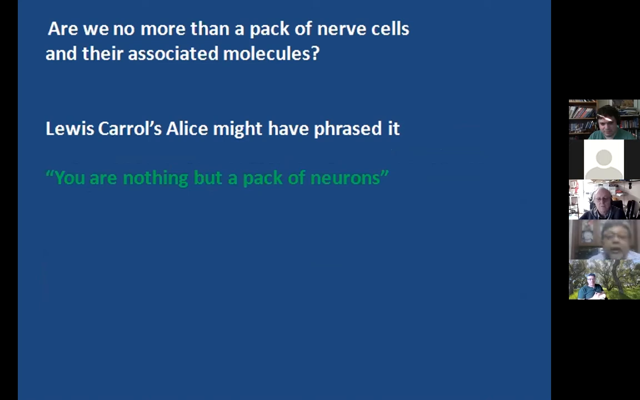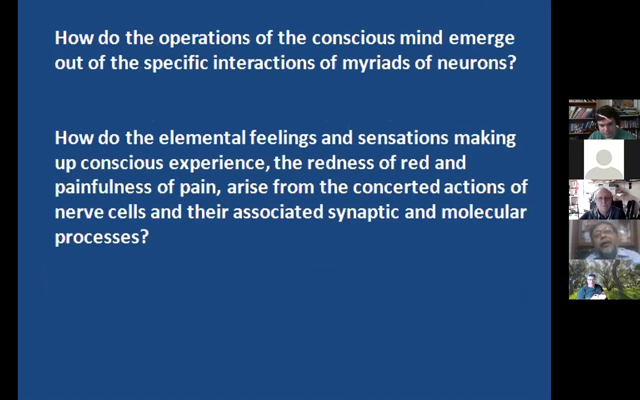In the first stage, I tried to model that neuron, the transmission line model, which we will discuss a little bit in this lecture. So how do the operations of the conscious mind emerge out of the specific interactions of myriads of neurons? How do the elemental feelings and sensations making a conscious experience, that redness of red and painfulness of pain, arise from the concerted actions of nerve cells and their associated synaptic and molecular processes? That is the point.